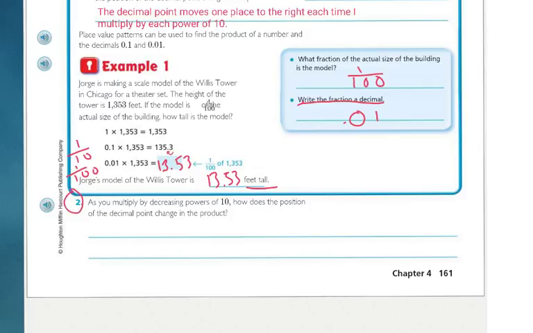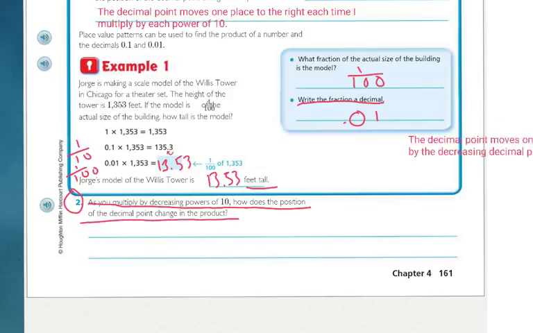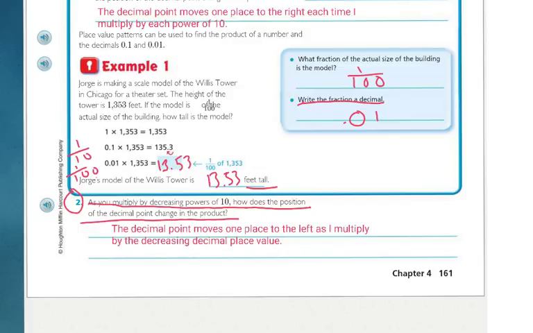So again, now we're back here on number 2. As you multiply by decreasing powers of 10, how does the position of the decimal point change in the product? So the answer is the decimal point moves 1 place to the left as I multiply by the decreasing value.